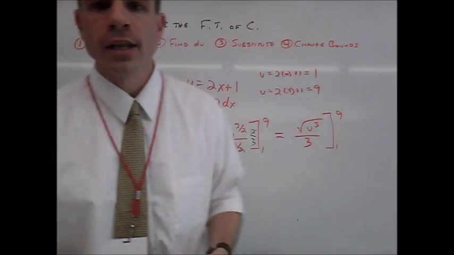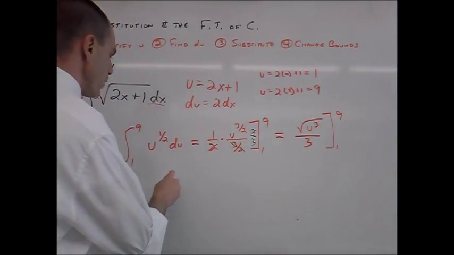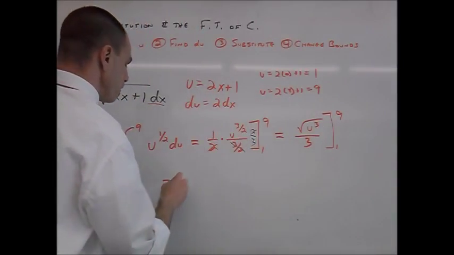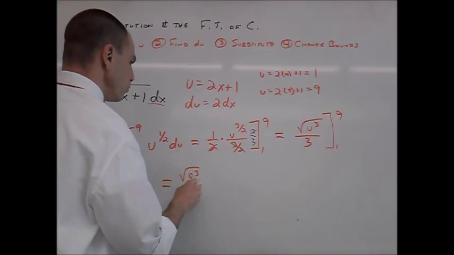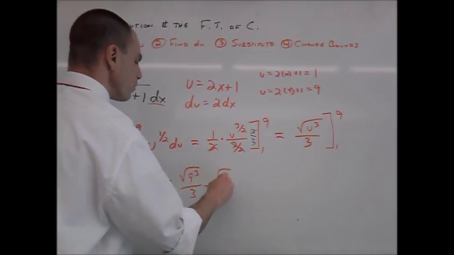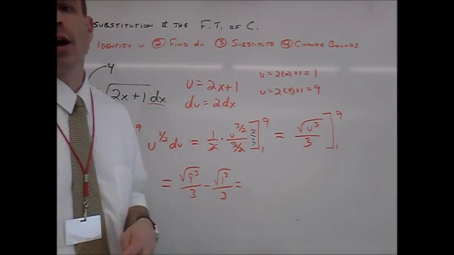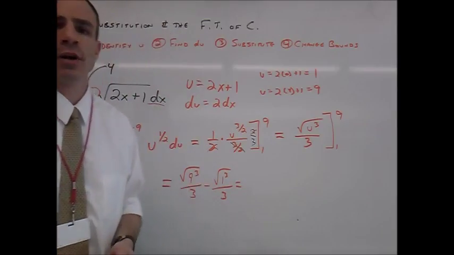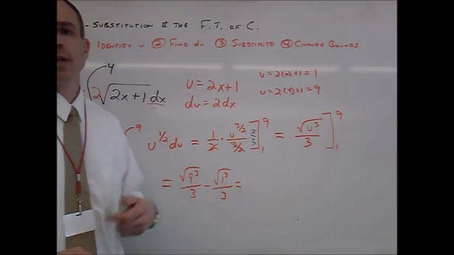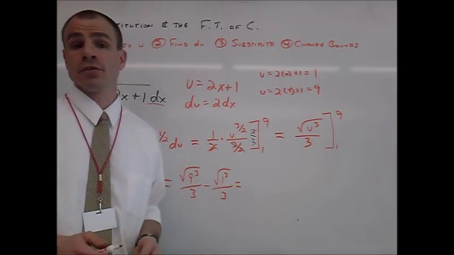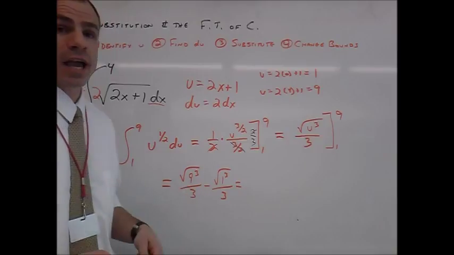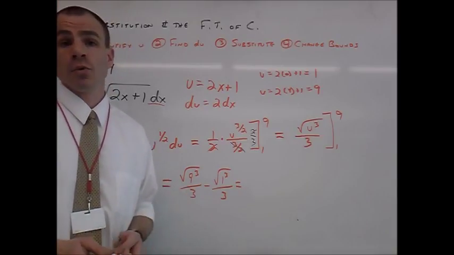All right, now we have a better idea of what's going on when we plug in the numbers. We plug in the 9 first, so we have the square root of 9 cubed over 3 minus the square root of 1 cubed over 3. Now 9 cubed, I'll let you use your calculator for this if you don't want to do it in your head. 9 cubed, 81 times 9, or 729. We want the square root of that. The square root of 729 is 27.